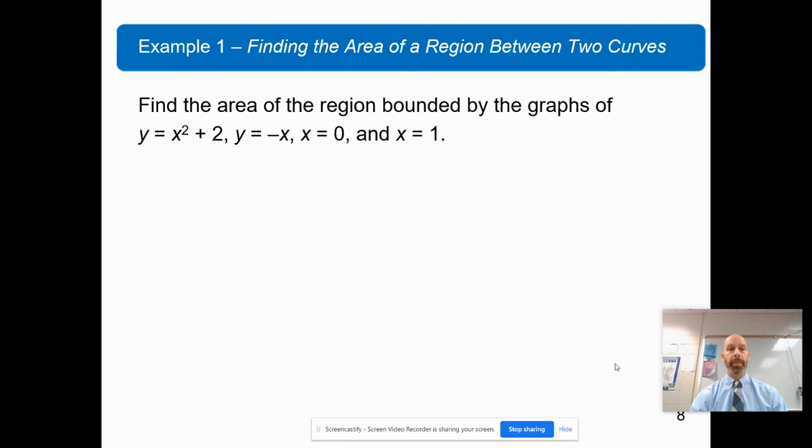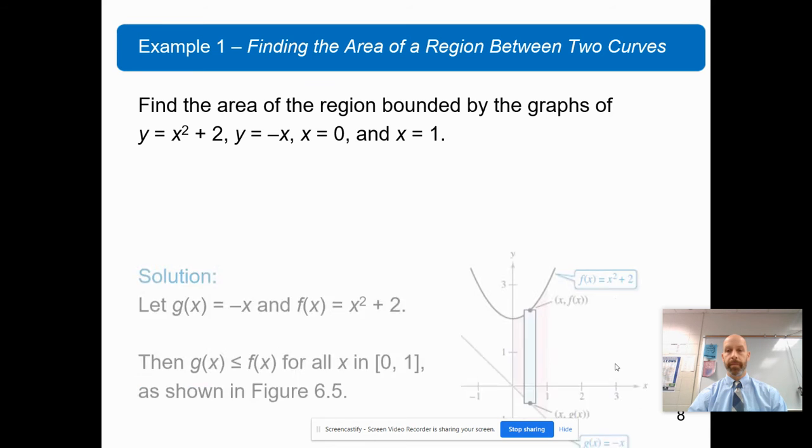So let's look at an example. We want to find the area of the region bounded by the graphs of y equals x squared plus 2 and y equals negative x, and our a value here is going to be x equals 0 and our b value here is going to be x equals 1.